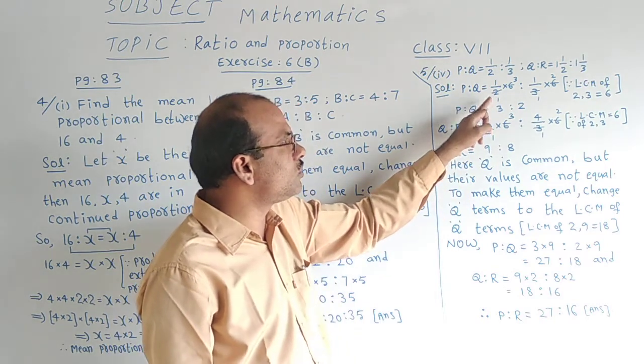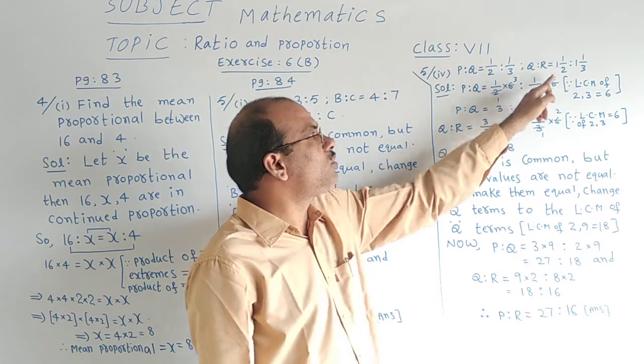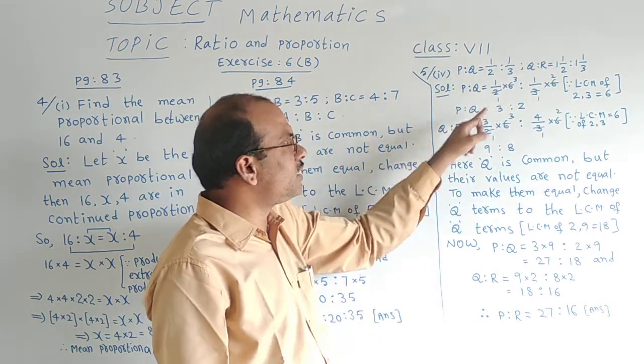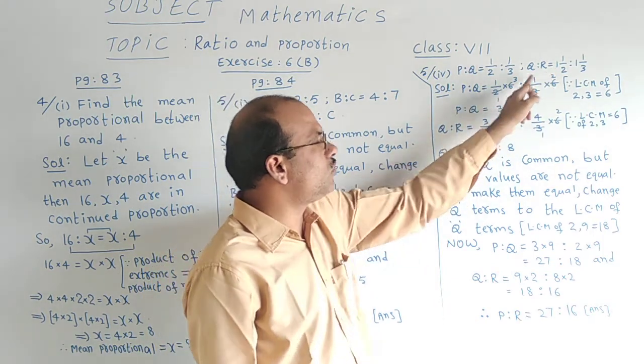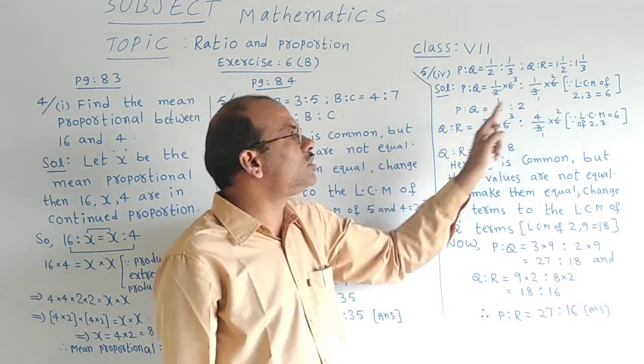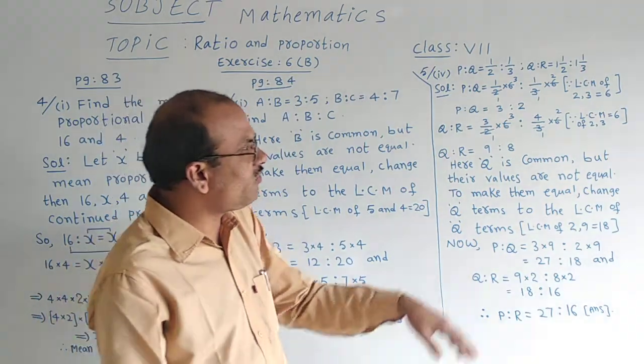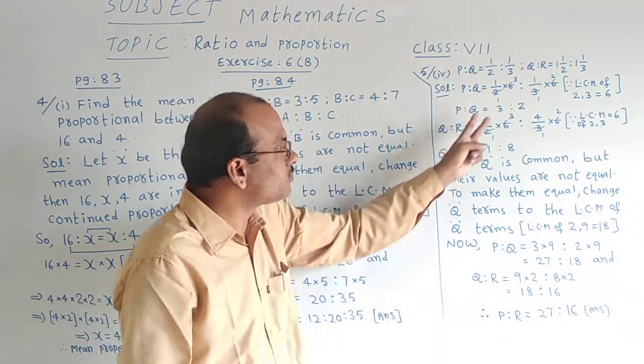2 1s are 2, 2 3s are 6. 3 1s are 3, 3 2s are 6. Now 3 1s are 3 is to 2 1s are 2. P is to Q changed as 3 is to 2 from the fractions. Okay. Then in the same way, Q is to R.